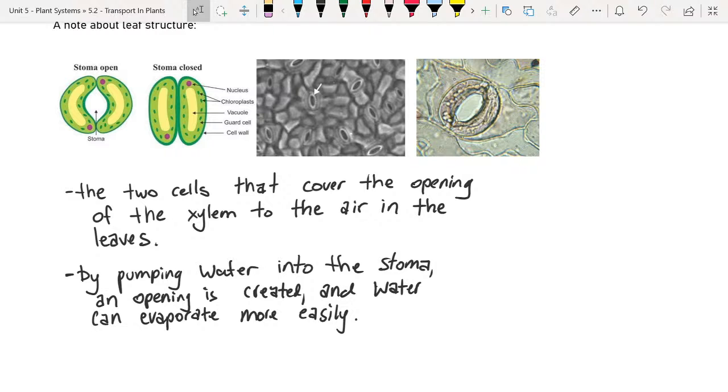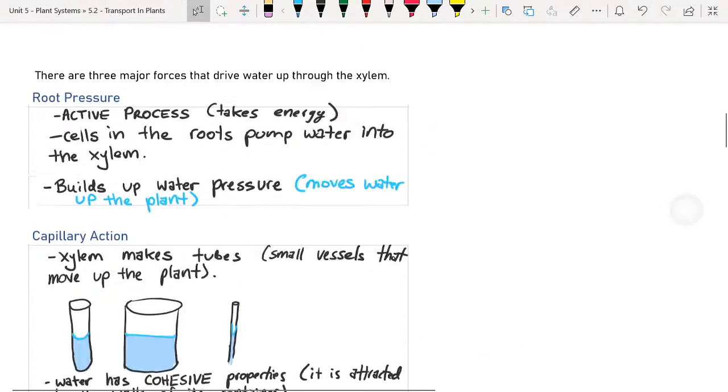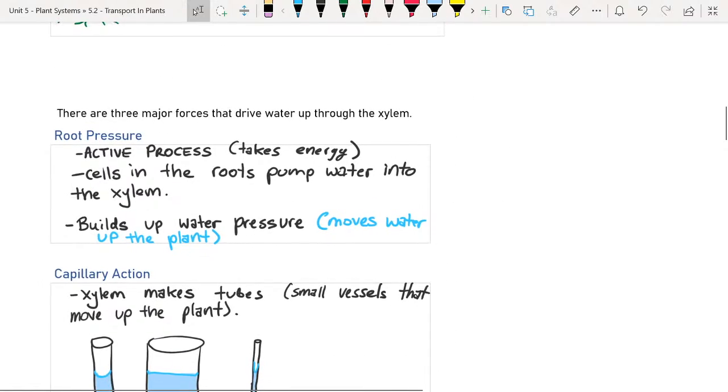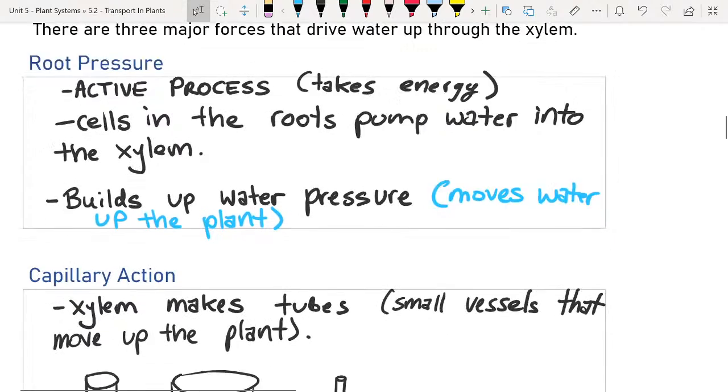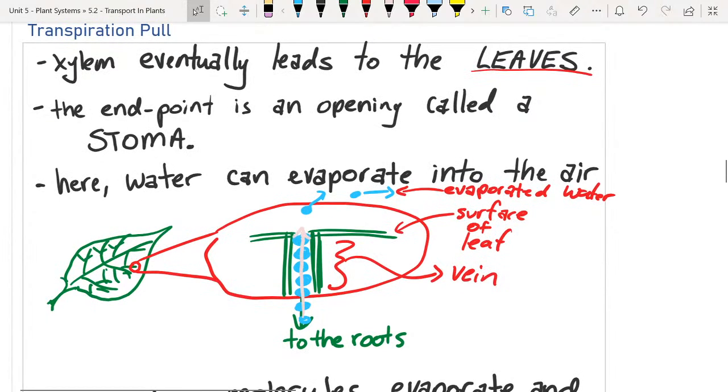Questions about that? This is called the transpiration tension theory of transportation in plants. It's how xylem, these dead tube cells inside the plant, move water up the plant. They do it by pumping water into the roots, by being made of small little tubes that naturally want to move water up the sides of them, and then by evaporating away water at the top of the tube through the leaves to cause transpiration pull, to pull more water with it.